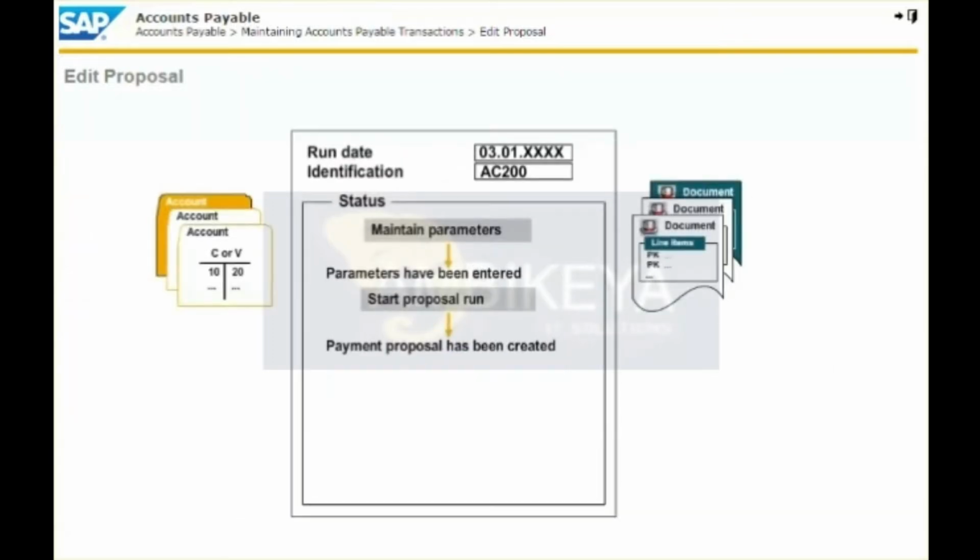Step 3 is checking and editing the payment proposal. This step can be omitted, but you are advised to check that the data is accurate before actually running the payment program.